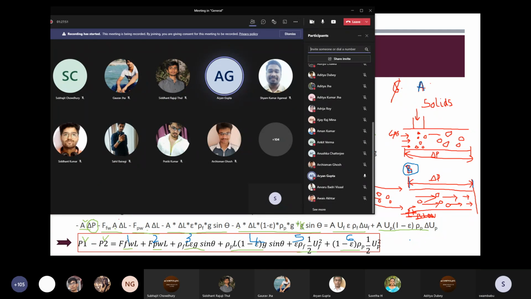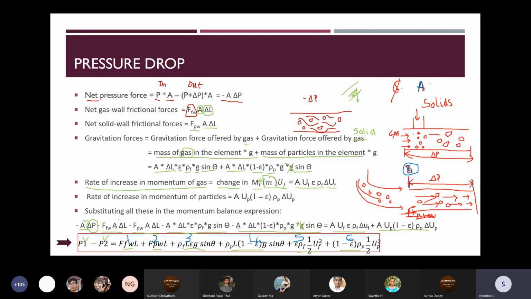The solids are coming. The solids are fed and the gas is blown, and I need to estimate the pressure losses from here to here. So will there be any frictional losses or not?